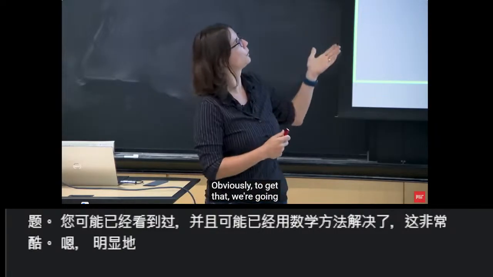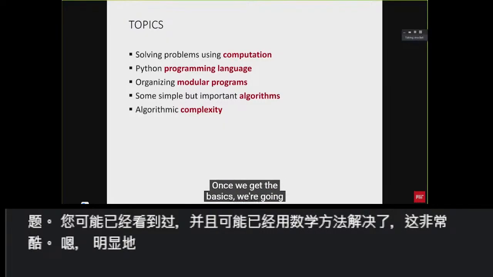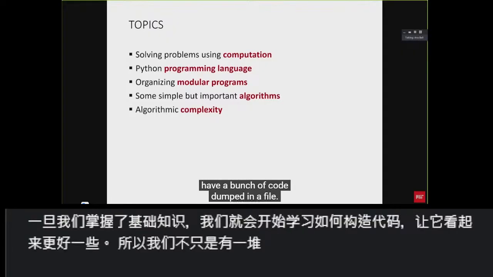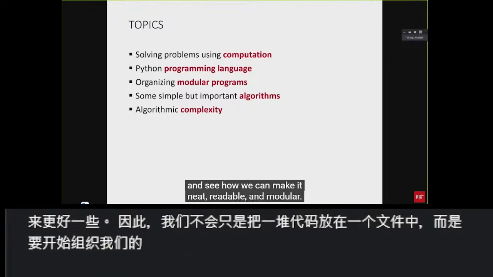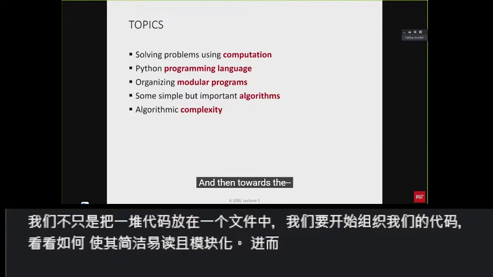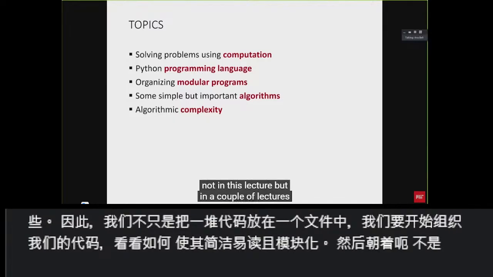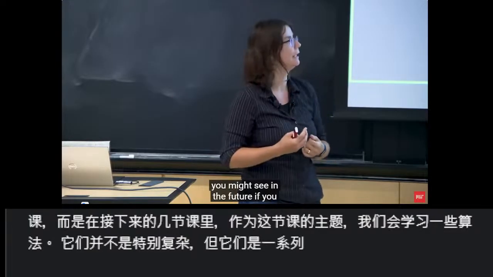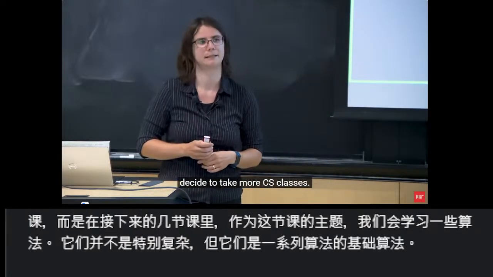Obviously, to get to that, we're going to learn the Python programming language. Once we get the basics, we're going to see how we can start to structure our code to look a little bit better, so we don't just have a bunch of code dumped in a file. We're going to start to organize our code and see how we can make it neat, readable, and modular. And then towards the, not in this lecture, but in a couple lectures and as a theme throughout this class, we're going to look at some algorithms. They're not super complicated, but they're kind of the base algorithms for a bunch of algorithms you might see in the future if you decide to take more CS classes.